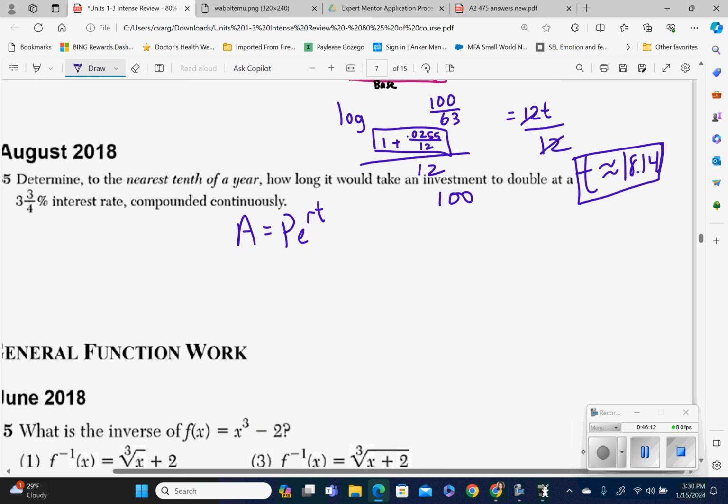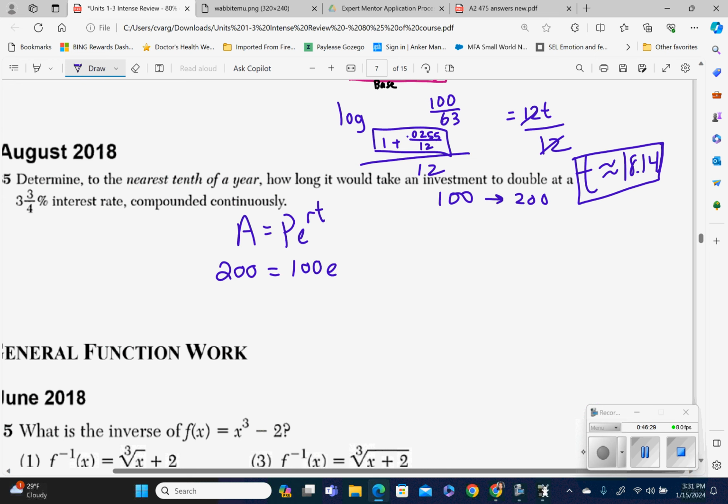So let's just say the starting amount is 100 and it's going to go to 200. Okay, you could have picked anything you wanted. You could have picked a billion, a million, but I want to try to make it as easy as possible. Okay, so we're going to have 200 equals, the starting amount is 100. Our rate is 3 3/4.